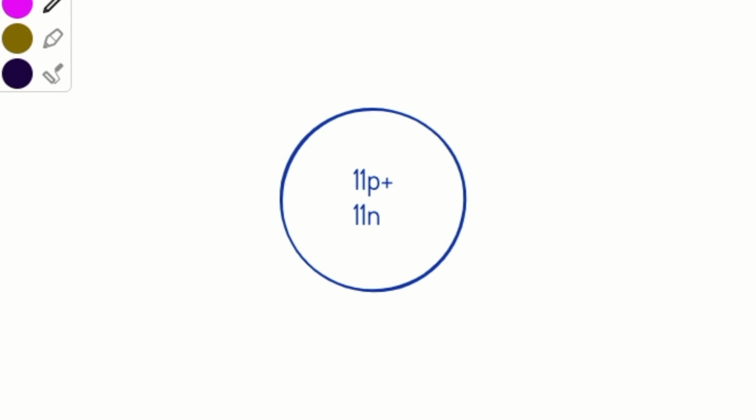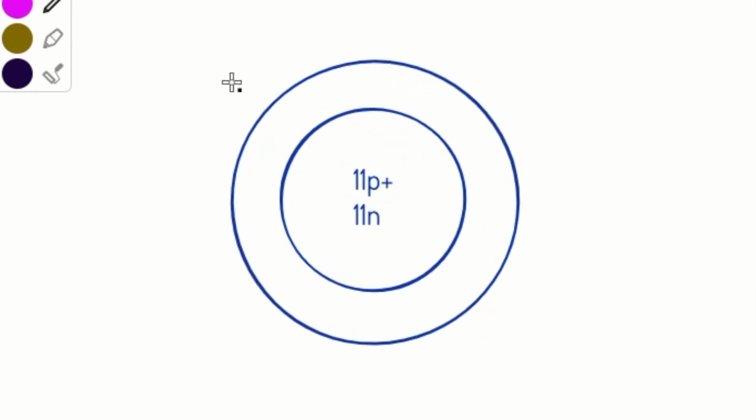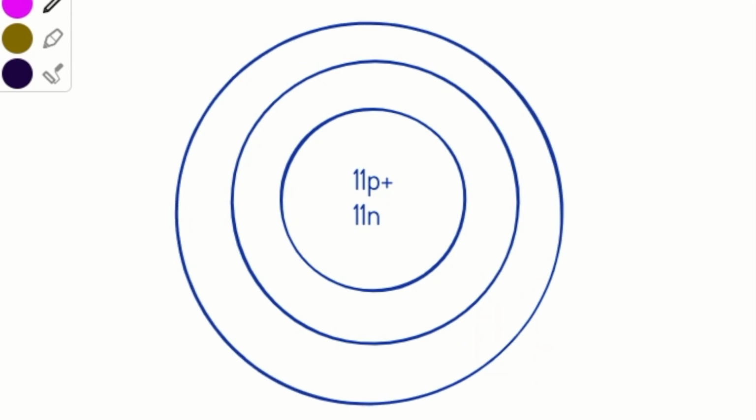This third row is 3 orbitals, 4 orbitals, 5, 6, 7. So you can only have a maximum of 7 orbitals. Because sodium is in row 3, I know there's going to be 3 orbitals. So I'm going to go ahead and draw 3 orbitals here. Okay, and I'm going to draw the electrons. And so there's 11 electrons because the atomic number is 11.